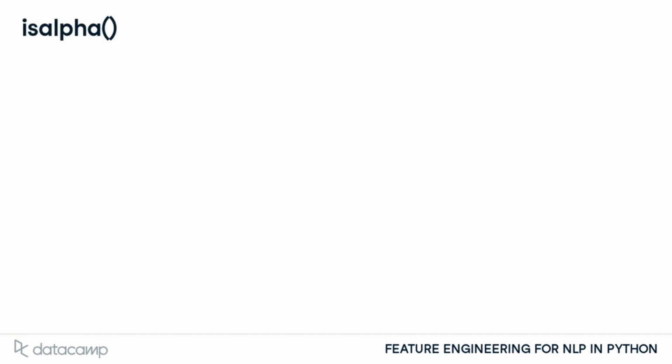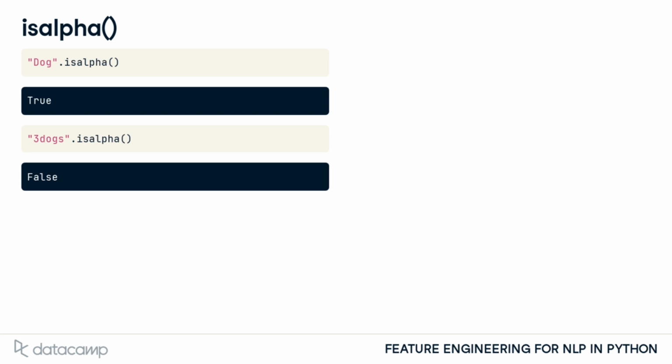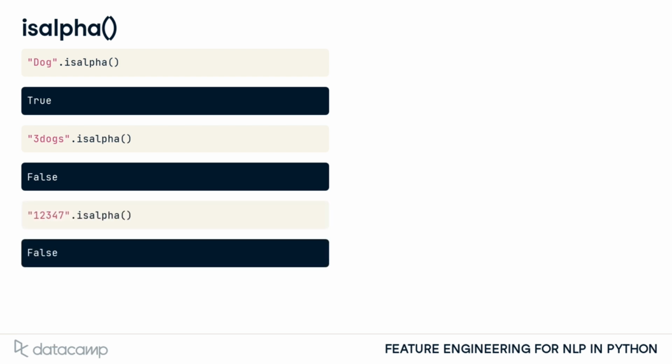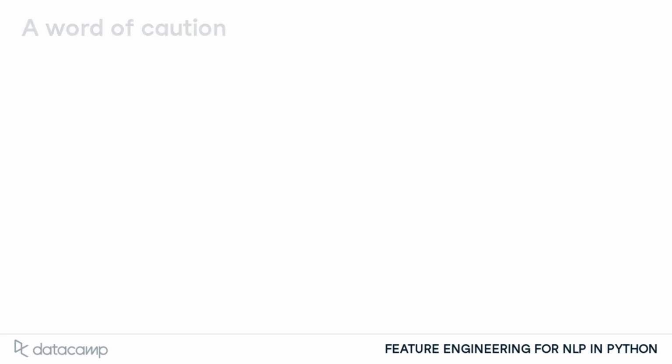Every Python string has an isalpha method that returns true if all the characters of the string are alphabets. Therefore, dog.isalpha will return true, but 3dogs.isalpha will return false as it has a non-alphabetic character, 3. Similarly, numbers, punctuations, and emojis will all return false too. This is an extremely convenient method to remove all lemmatized tokens that are or contain numbers, punctuations, and emojis.